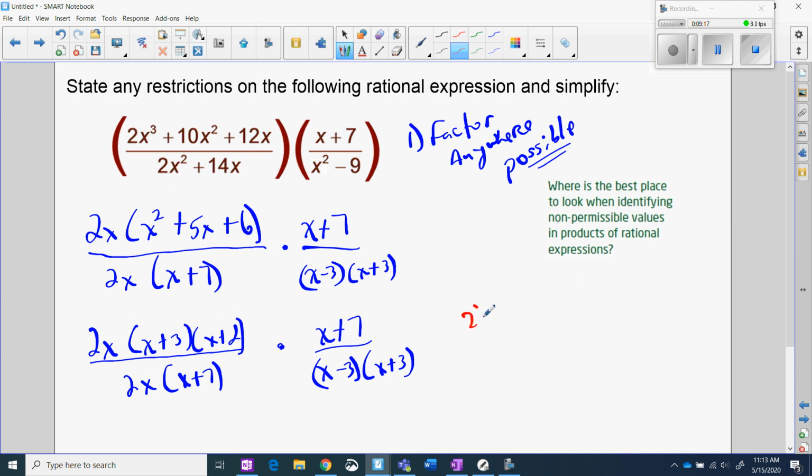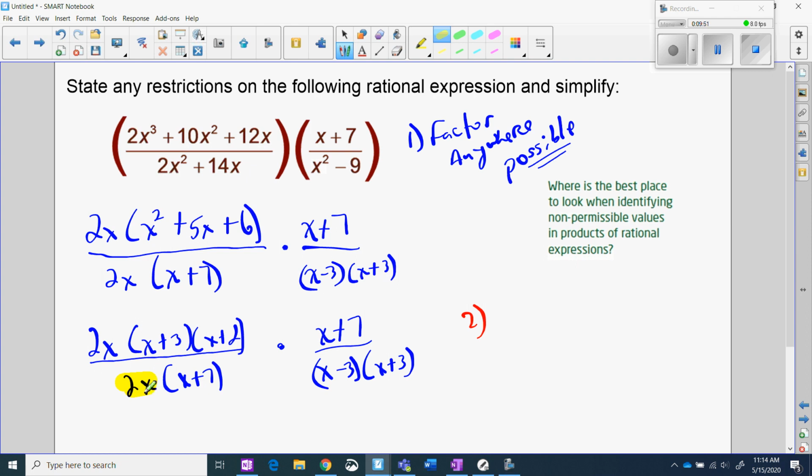Number 2 on the list, if asked, is identify any non-permissibles, which it says here, or restrictions. To do that, you need to remember that you're not allowed to have 0 in the bottom of fractions. So you simply go across only the denominators. I'm only looking at the denominators for these non-permissibles. I've got 2x, and I say to myself, what would make the denominator 2x, that factor, become 0?